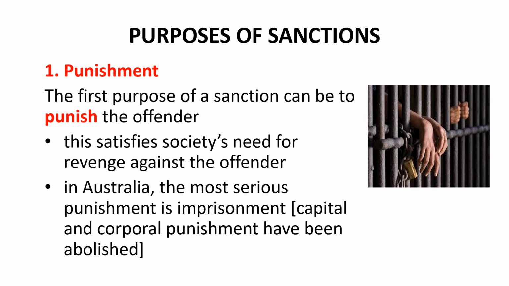In Australia, the most serious punishment that can be imposed on an offender is imprisonment, that is, being sent to jail. We no longer have capital or corporal punishment. Capital punishment means the death sentence. We used to execute offenders in Victoria by hanging them. The last person to be hung in Victoria, and indeed in Australia, was Ronald Ryan, who was executed in 1967. Victoria subsequently abolished the death penalty in 1975. Corporal punishment is the infliction of physical harm on an offender, for example, whipping them. Again, in Australia, we no longer have corporal punishment.